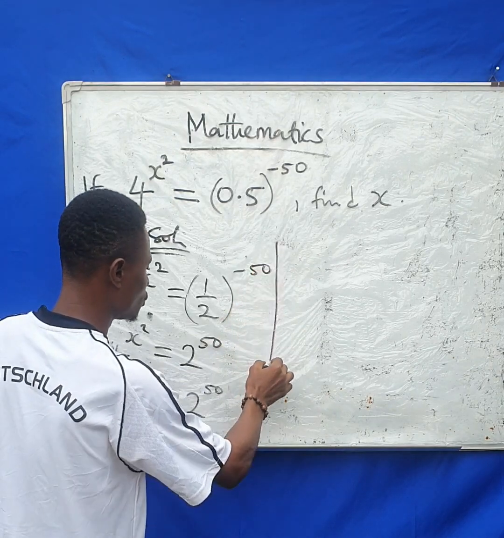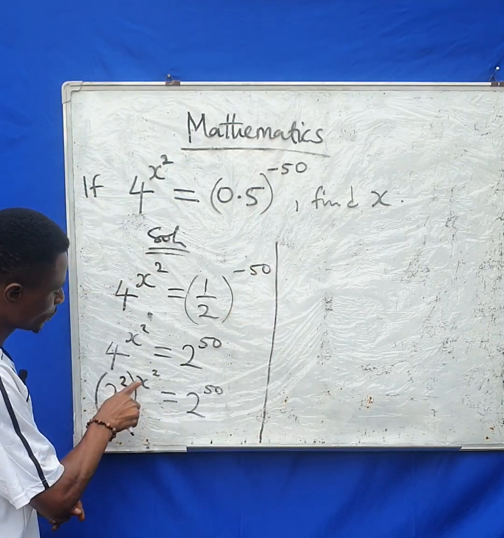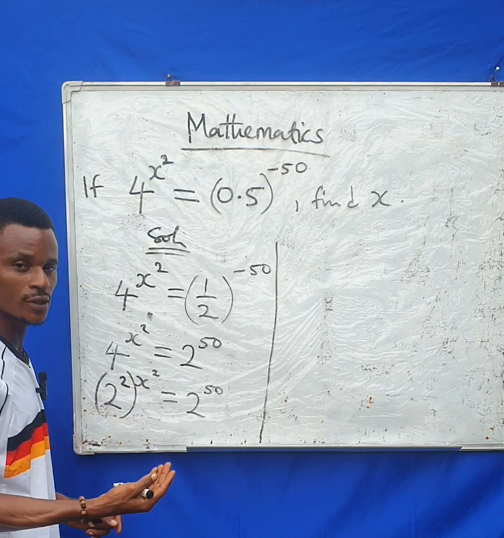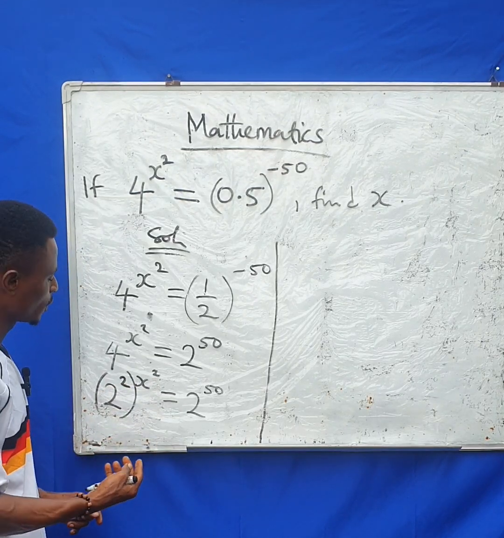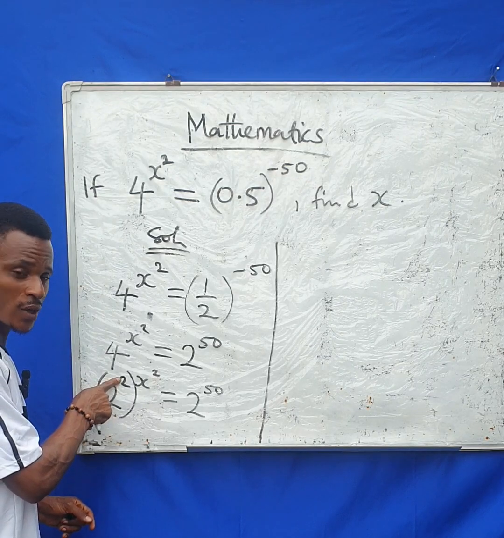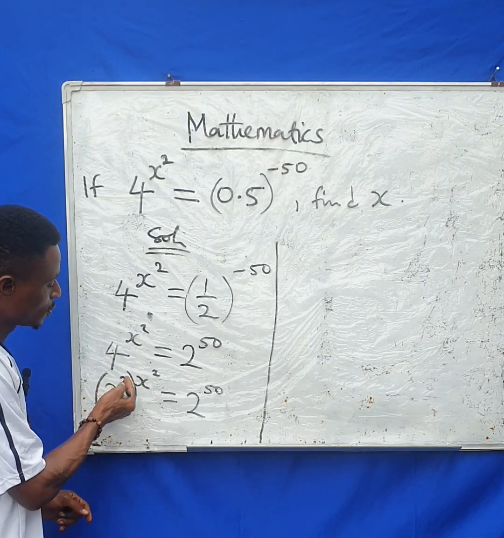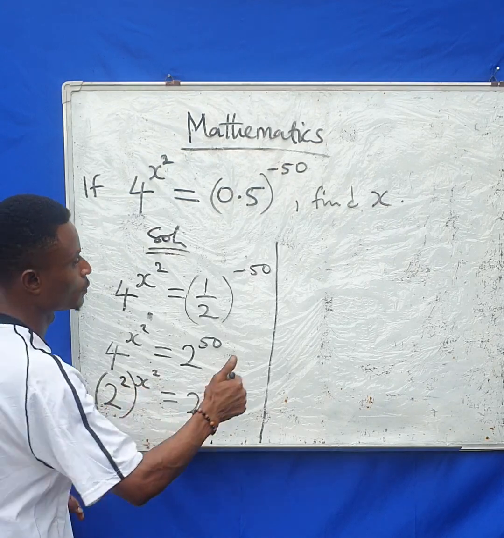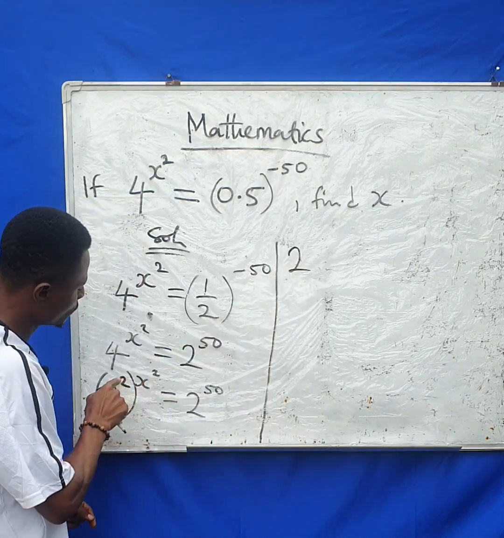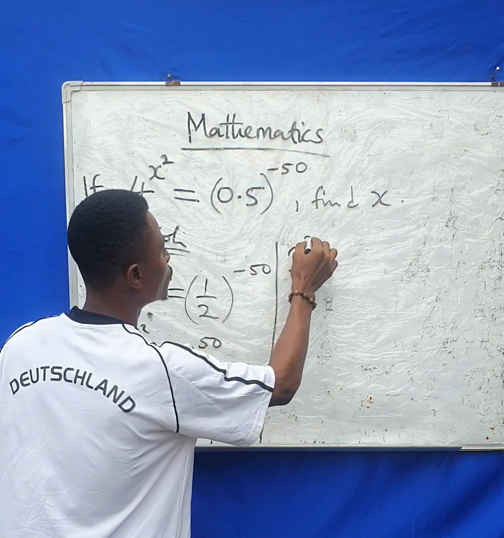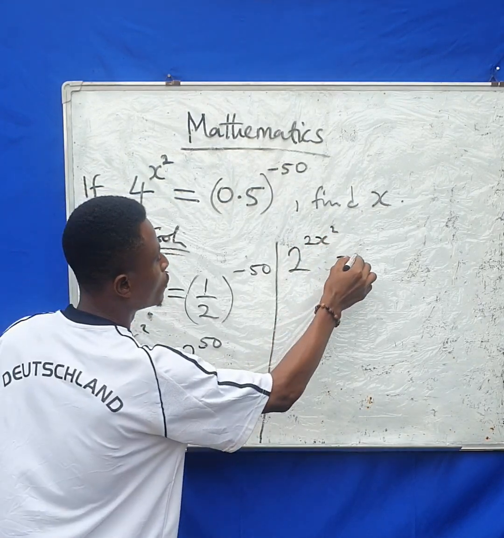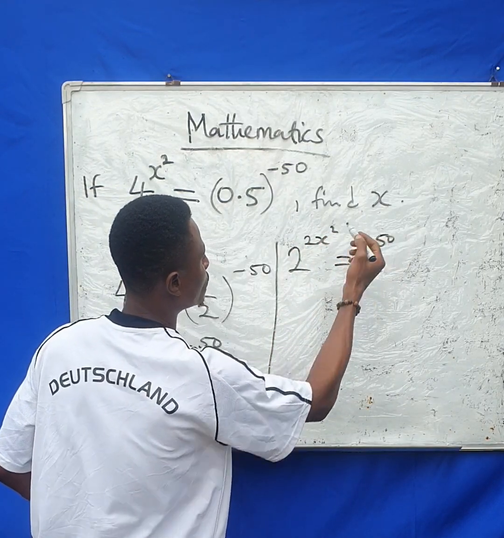The next thing to do is to multiply these two powers. This is in accordance with the power law of indices, which states that if a number which is raised to a certain power is again raised to another power, the powers should be multiplied together. So we are going to multiply these powers now. We're going to have 2 raised to the power of 2 times x squared, which gives us 2x squared, equal to 2 raised to the power of 50.